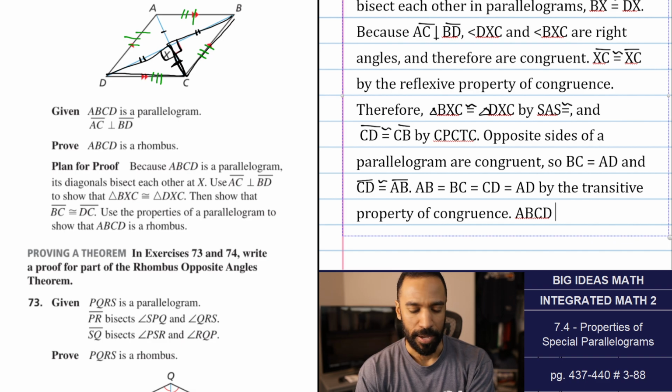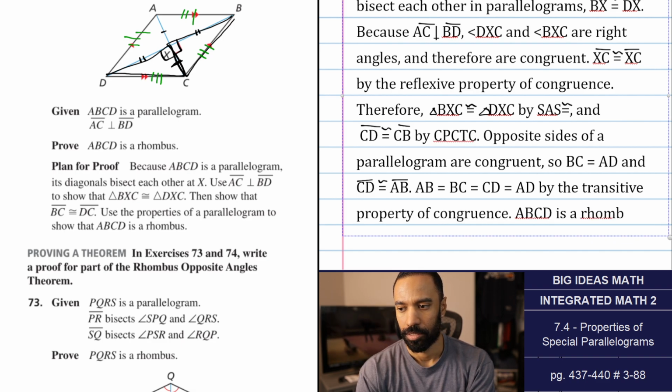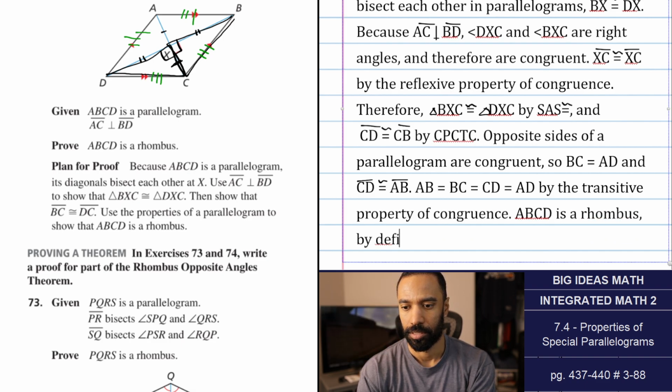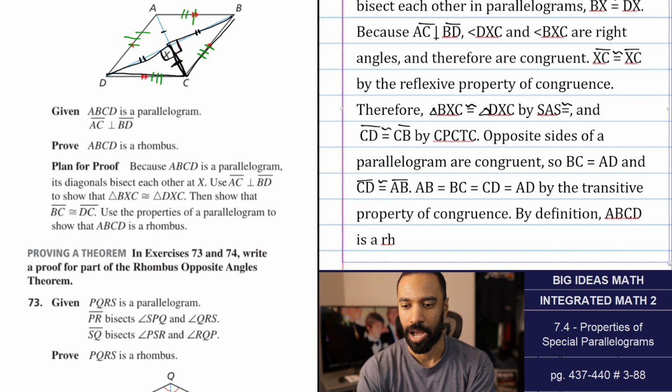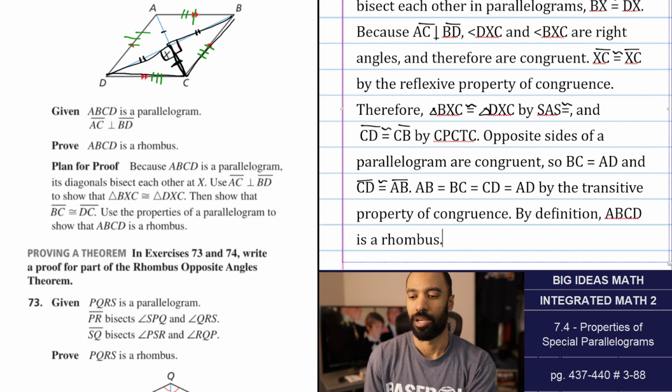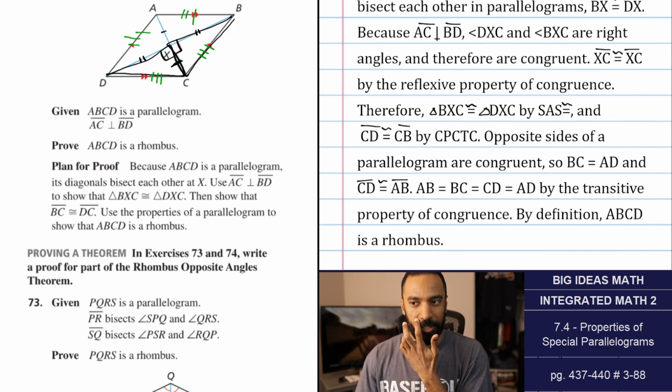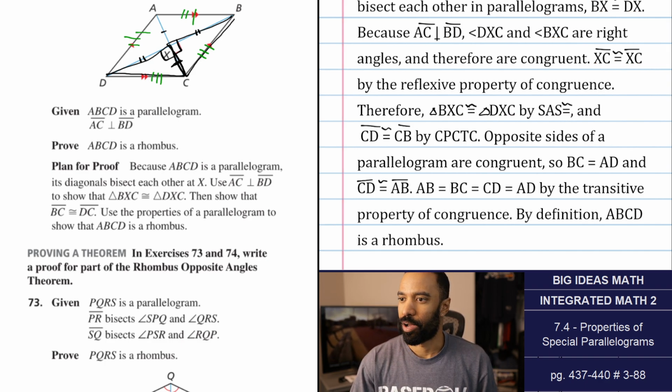ABCD is a rhombus by definition. I want to say by definition. By definition, ABCD is a rhombus. Our rhombus. Okay. So that would be the proof of that one.